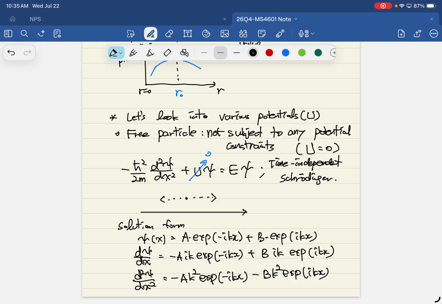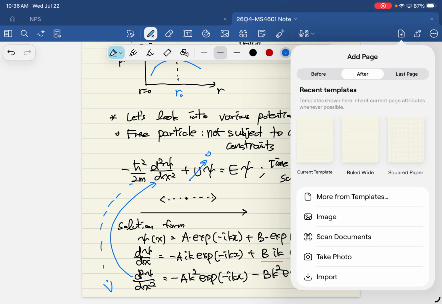So now we got this expression, right? d square psi over dx square. Now we are going to substitute here. Okay? So now what we are going to do is we are going to substitute here, and then let's express this whole equation in the next page.